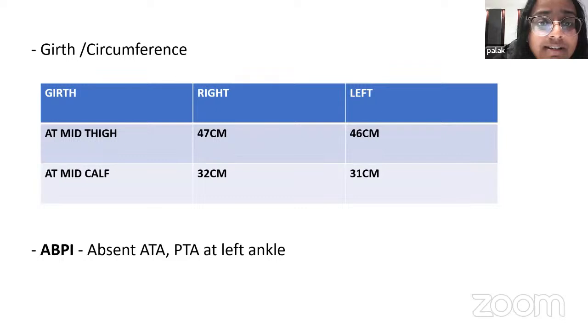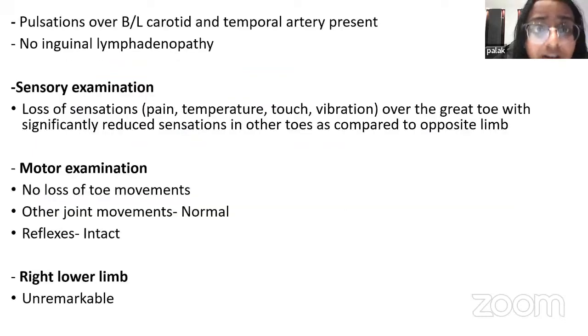On girth or circumference comparison, there was not much difference at mid-thigh and mid-calf level. The distribution is as shown, 47 centimeter in the right mid-calf, 32 in the right mid-thigh, and in the left one, 46 centimeter at mid-thigh and 31 centimeter at left mid-calf. ABPI was not commented because of absent ATA and PTA at the left ankle. Pulsations over bilateral carotid and superficial temporal arteries were normal. There was no palpable inguinal lymphadenopathy.